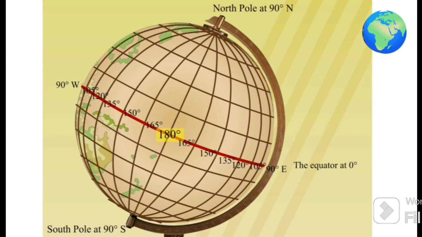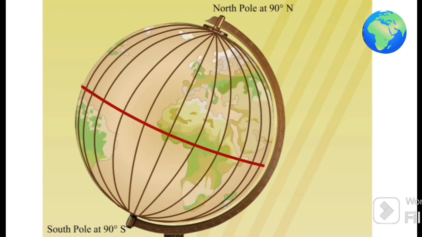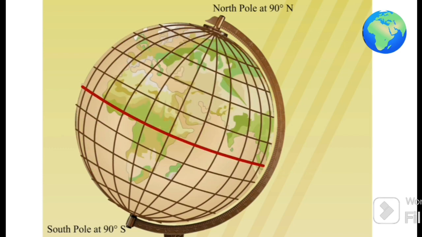The global grid. The latitudes and the longitudes cut each other at right angles to form a network of lines or a grid on the globe. If we know the longitude and the latitude of a place, we can locate it accurately on the global grid.